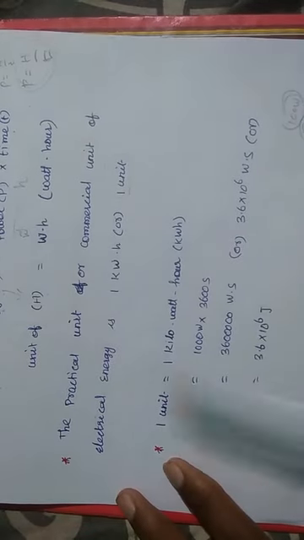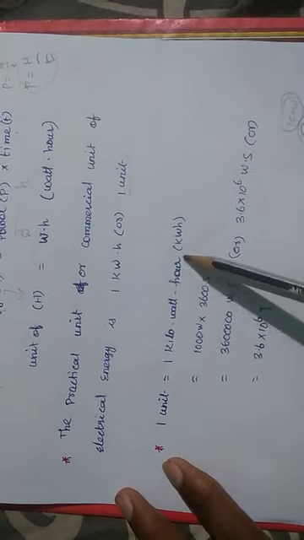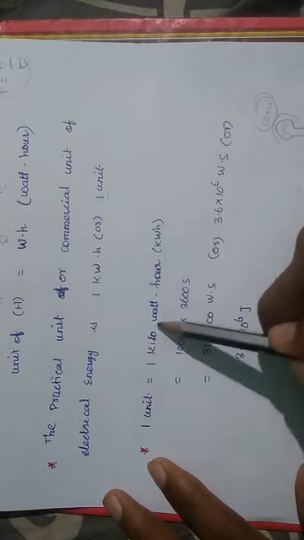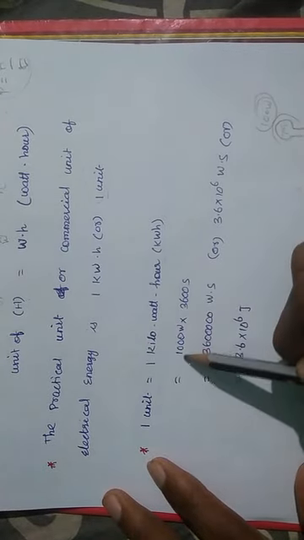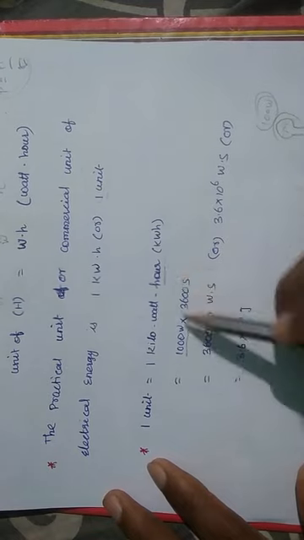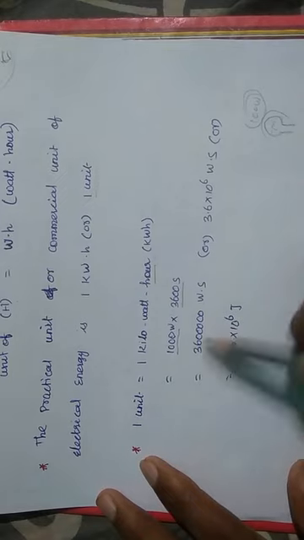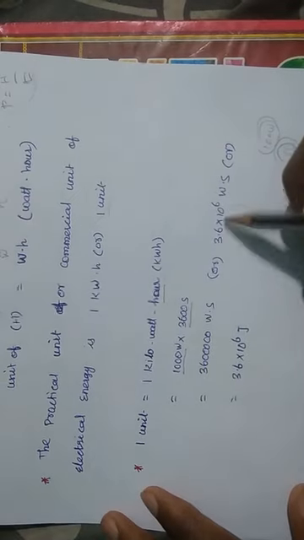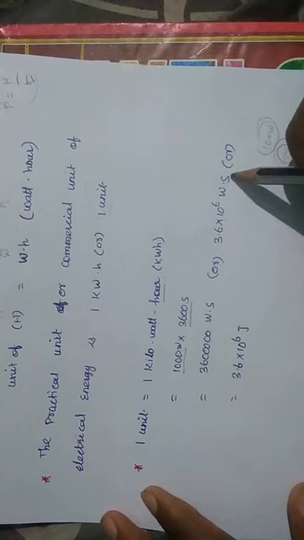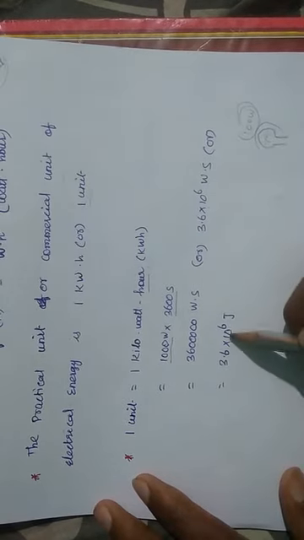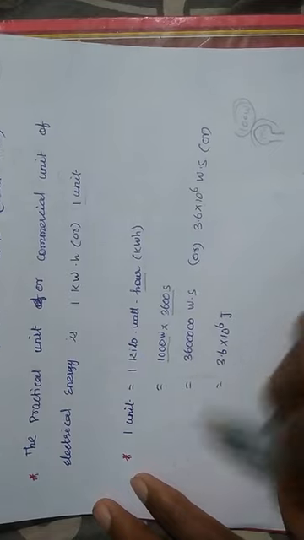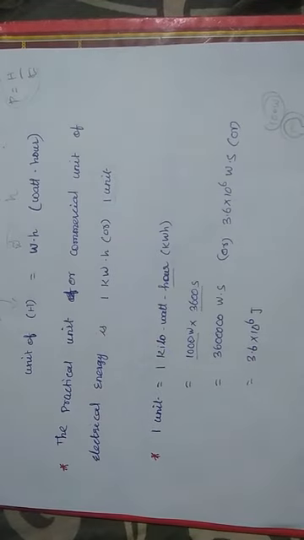So 1 unit can also be represented in the form of kilowatt hour. 1 kilowatt can be written as 1000 watts, and hour can be represented in terms of seconds. When you multiply this, you'll get 3.6 into 10 power 6 watt second, or 3.6 into 10 power 6 joules. This is the simple calculation of electrical energy consumption. By using this relation, you can calculate for other appliances in your home. That's all.